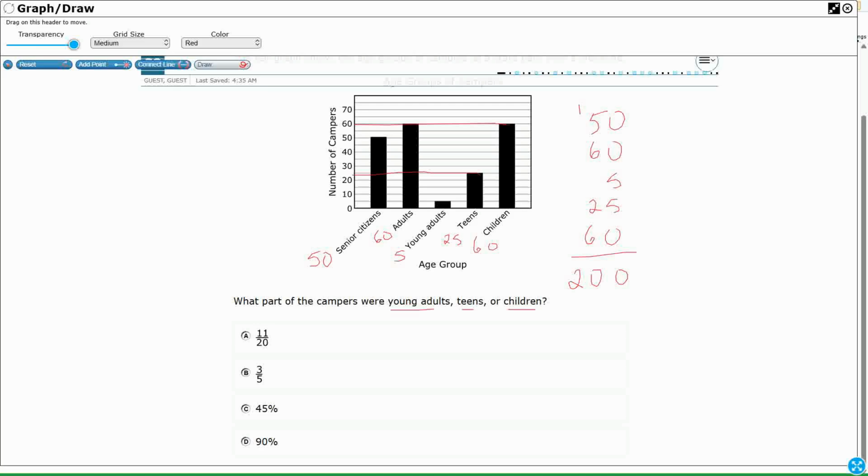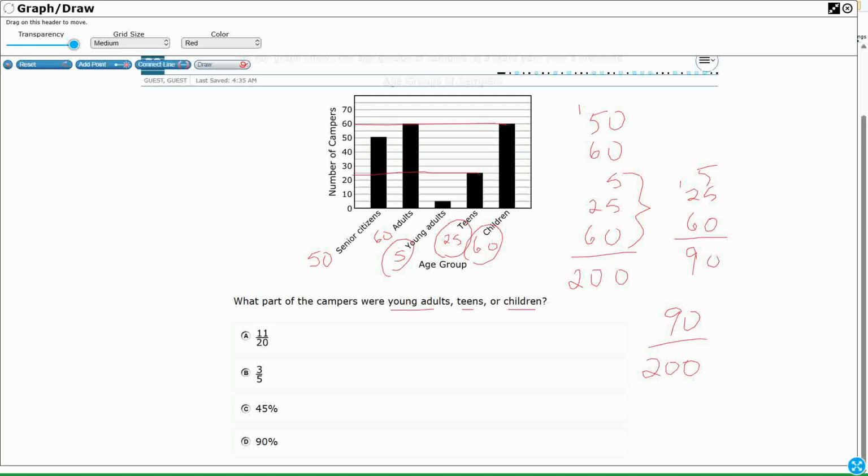Okay, so now let's think of young adults, teens, or children. So those last three right there. I need to figure out what is 5, 25, and 60. And that is going to be 90. All right, so I'm looking for 90 out of 200.